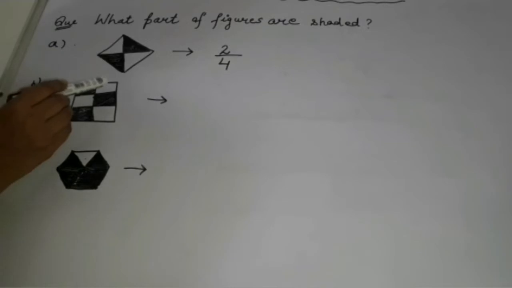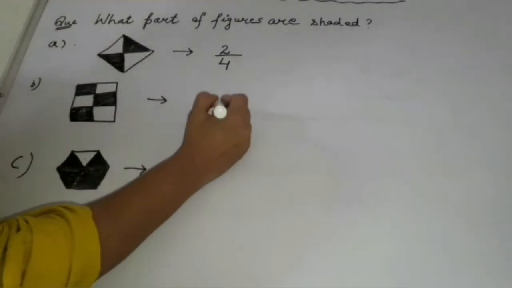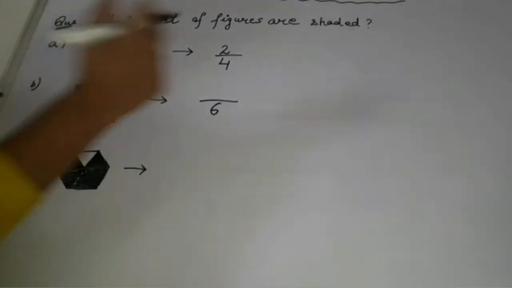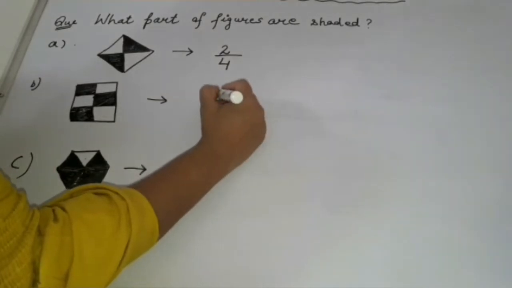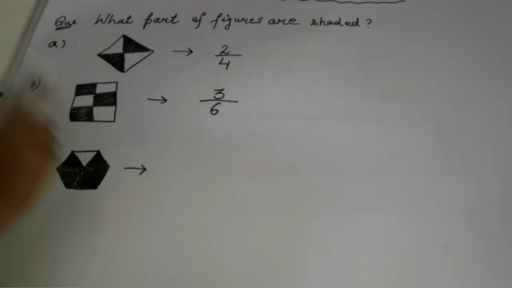Let us count 1, 2, 3, 4, 5 and 6. So where I will write it? I will write it in the denominator. Now count the number of shaded portion 1, 2 and 3. And I will write 3 in the numerator. So fraction of this figure shaded portion is 3 by 6.